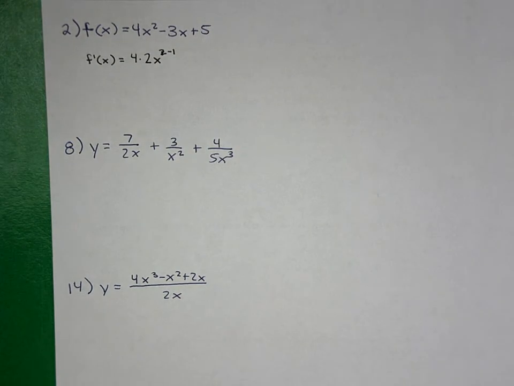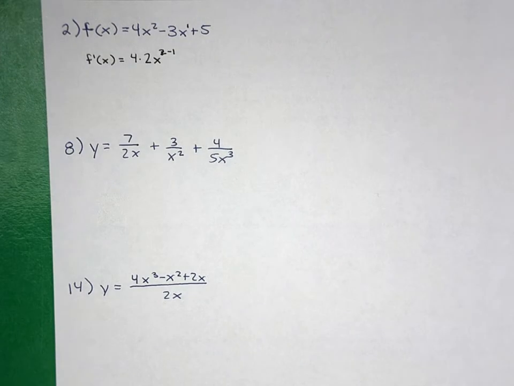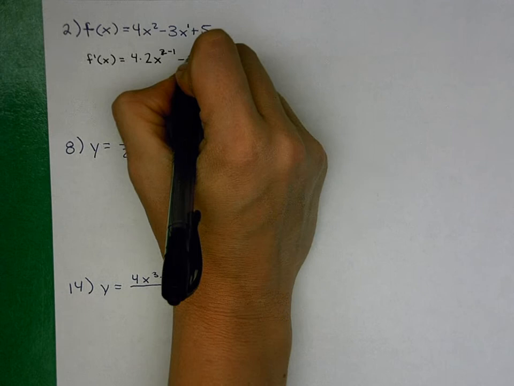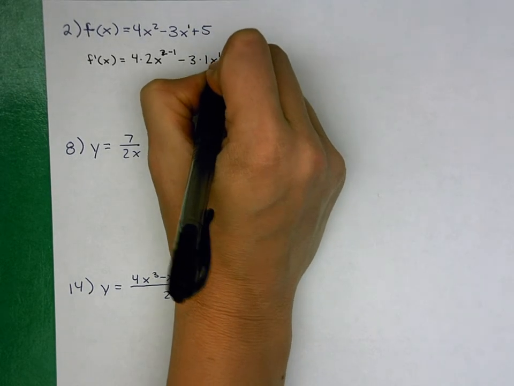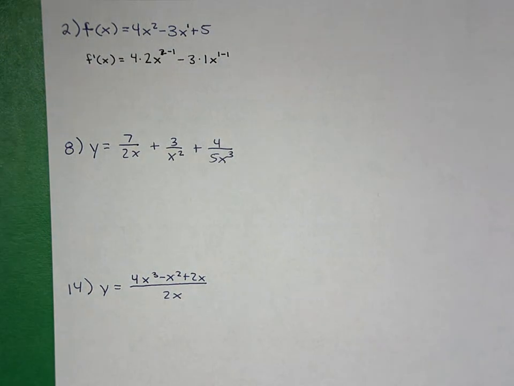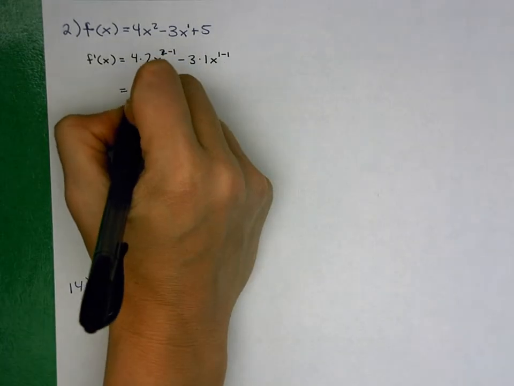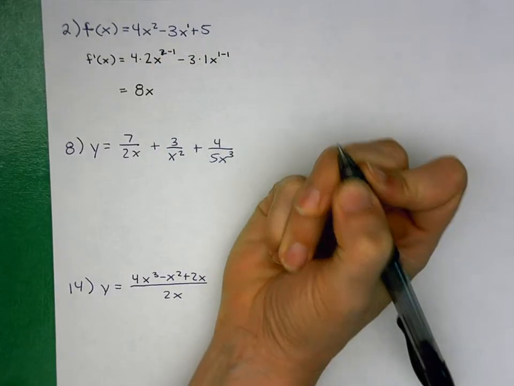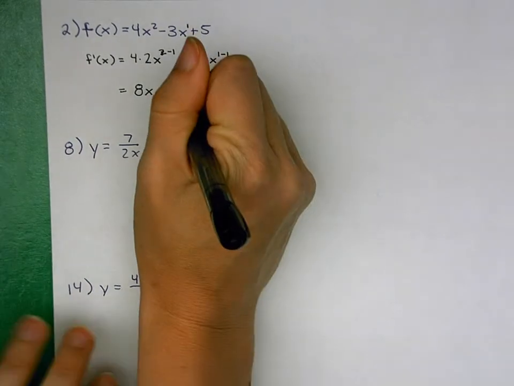Okay, in my second term, what is that n? Okay, well that n is 1. And so that n is going to come down in front, 1, x, and my new exponent is n minus 1, or 1 minus 1. And then your last term is a constant, a reminder that the derivative of a constant is 0. So the 5 is simply going away. And so my derivative is 8x to the 2 minus 1, which is just 1, minus 3 times 1, which is just 3.